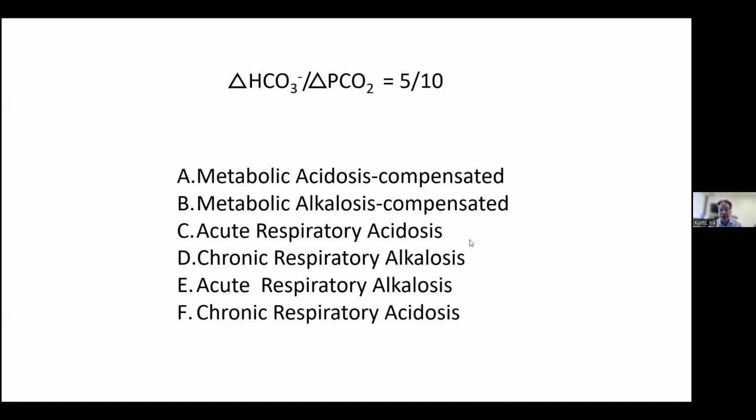So the correct answer is chronic respiratory alkalosis. In chronic respiratory alkalosis, which would be a woman who's pregnant, a patient with emphysema, someone who lives at high altitude, or a patient with chronic liver disease, they hyperventilate and they do it chronically. And when you look at their numbers, for every 10 decrease in the PCO2, the bicarbonate is changed by half. So the answer here is chronic respiratory alkalosis.